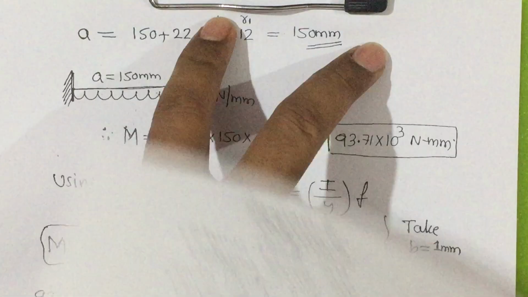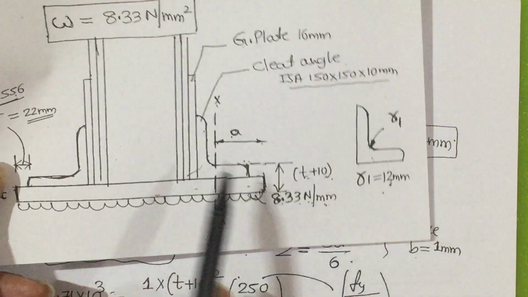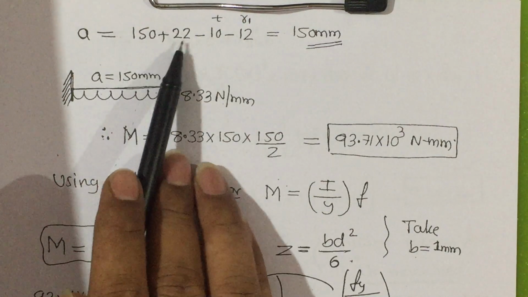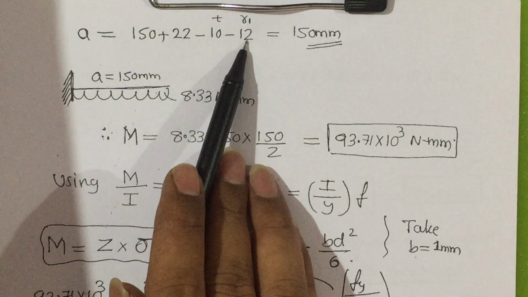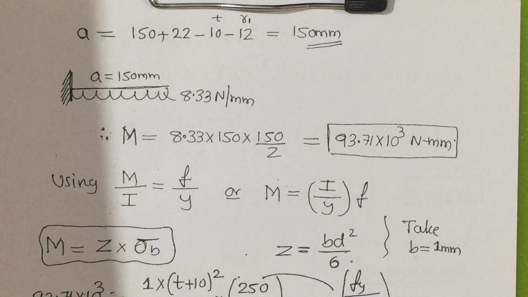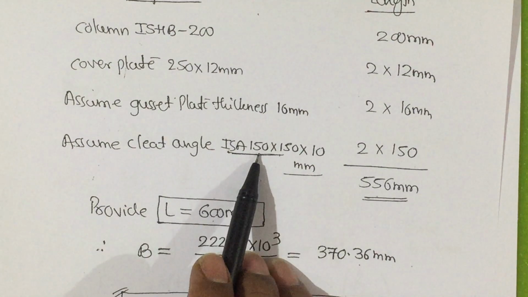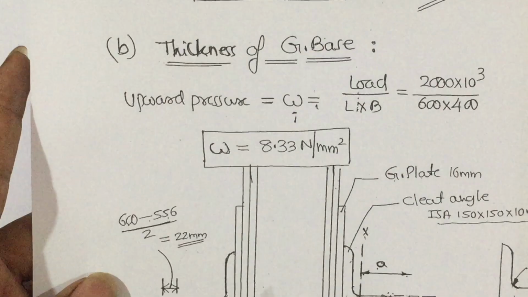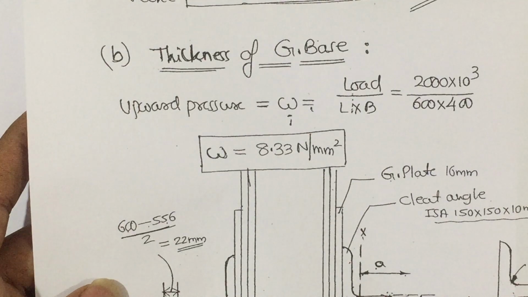So, once it is over, A is given by 150 plus 22 minus thickness minus R1, that much you are going to get as 150 mm. 150 is the leg length, plus 22 is the projection width.